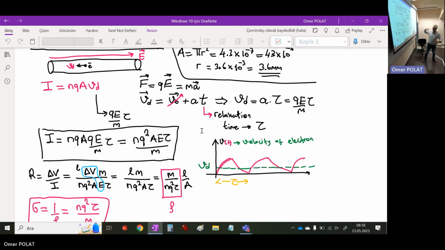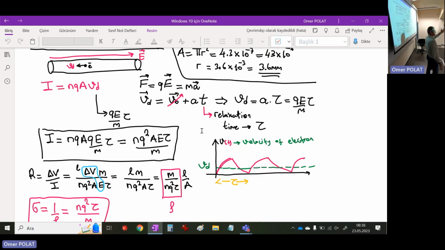Right? So it's impossible to move. That's the case. An electron hits another electron and comes to rest. Relaxation: it accelerates, then because of a collision it decelerates and comes to rest. This is the relaxation.